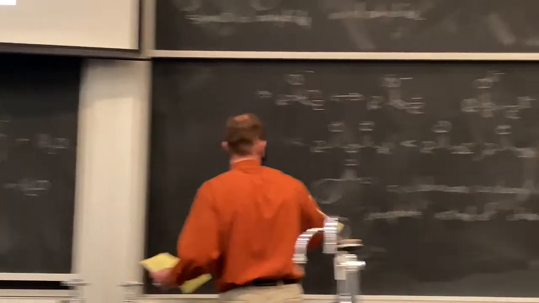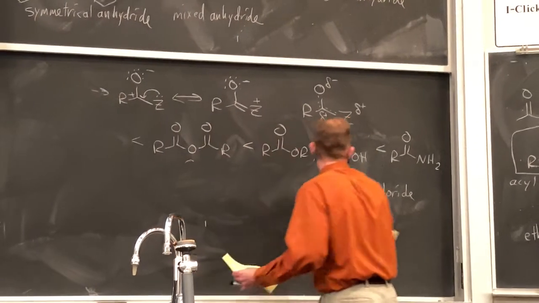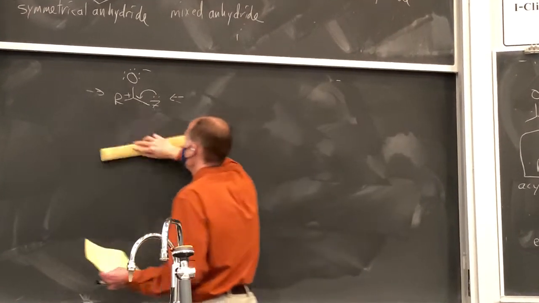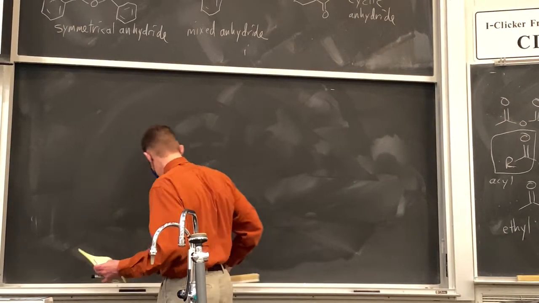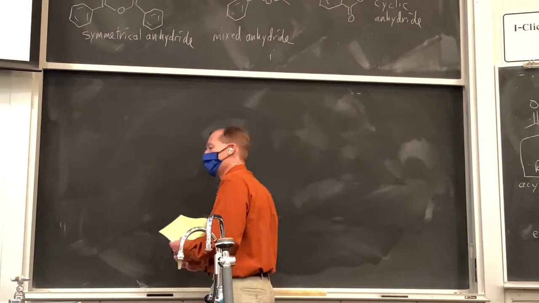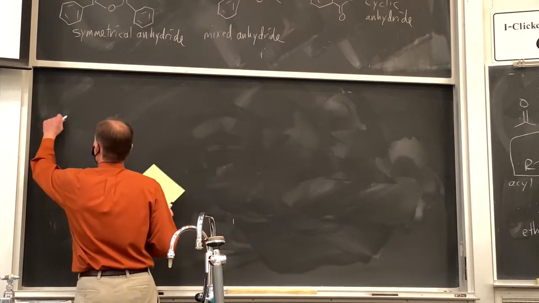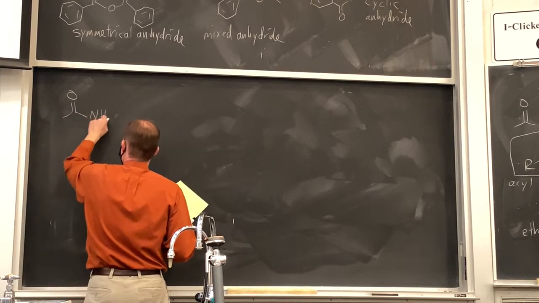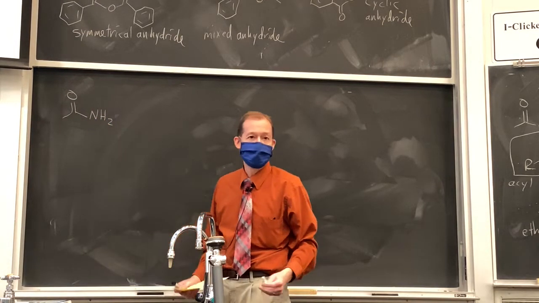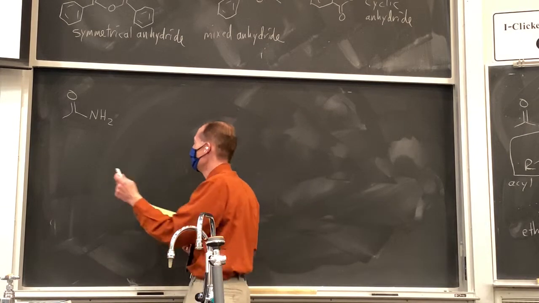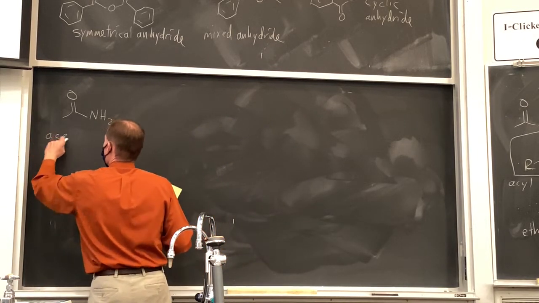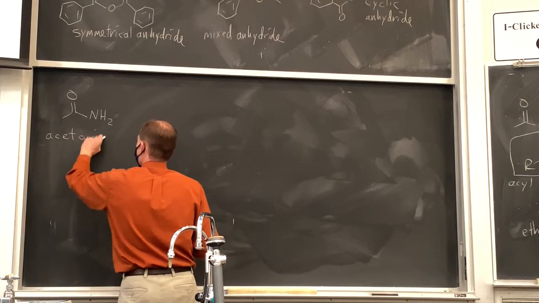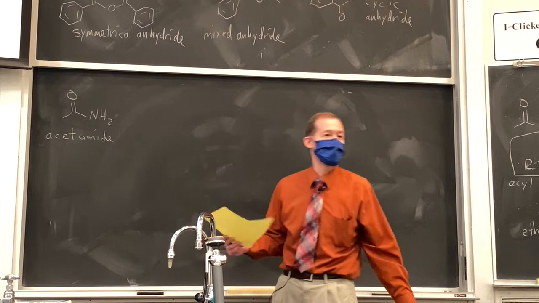And amides, remember we have primary, secondary, and tertiary amides. So the naming is going to be a little bit different in each case. The primary amide is going to be the easiest. We're just going to drop the -ic acid and add -amide. Sticking with our simple example, acetic acid, we drop the -ic acid and we add amide. So that's just called acetamide.